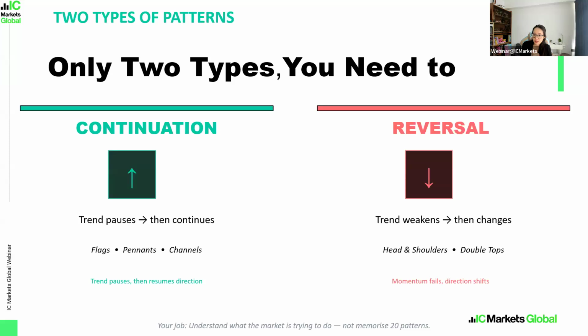There are two types of patterns, only two types that you need to know: continuation and reversal patterns. A continuation pattern is where the trend continues, then pauses, and then continues. For example, if you look at a rally based on the price rising, after that you see a pullback or sideways movement and then continuation again. We have the flag, the pennant, and the channel. The trend pauses, then resumes direction. In a reversal, the trend weakens, then changes. Head and shoulders, double top, double bottom show you the momentum failing and direction shifting.